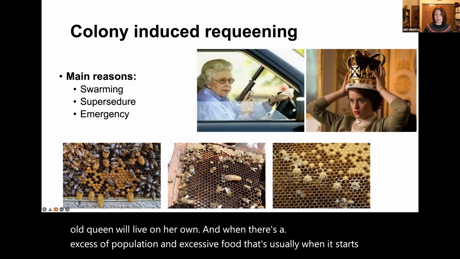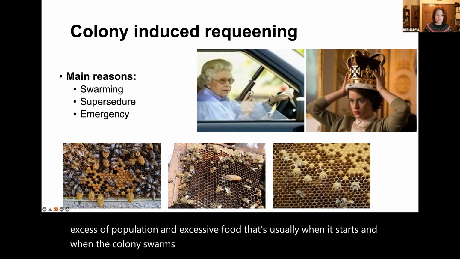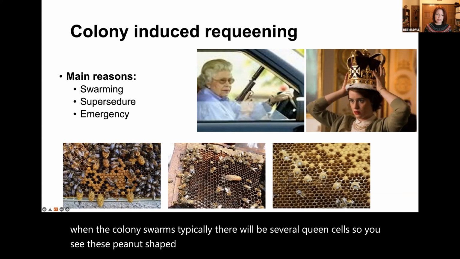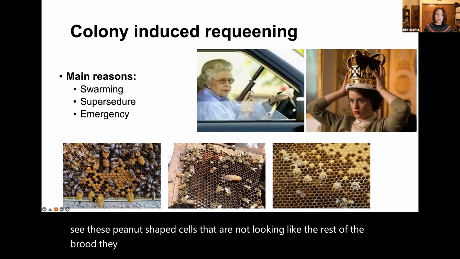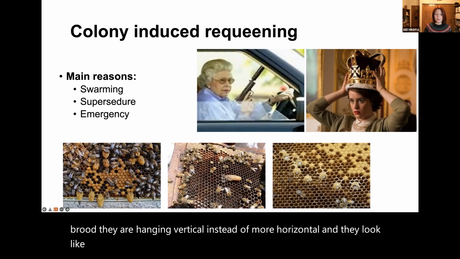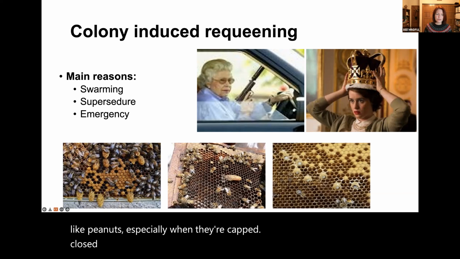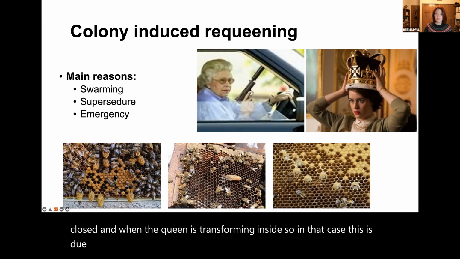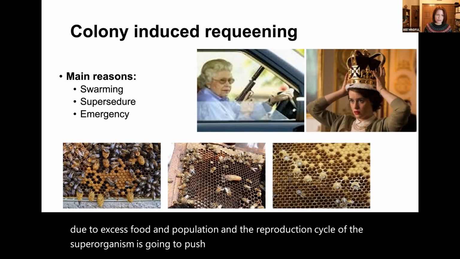And when the colony swarms, typically there will be several queen cells. So you see these peanut-shaped cells that are not looking like the rest of the brood. They are hanging vertical instead of more horizontal, and they look like peanuts, especially when they're capped, closed, and when the queen is transforming inside. So in that case, this is due to excess food and population, and the reproduction cycle of the superorganism is going to push them to swarm. So those are called swarm cells.